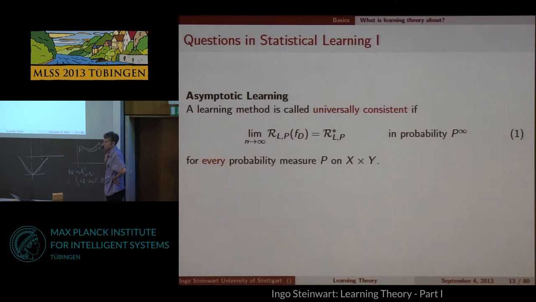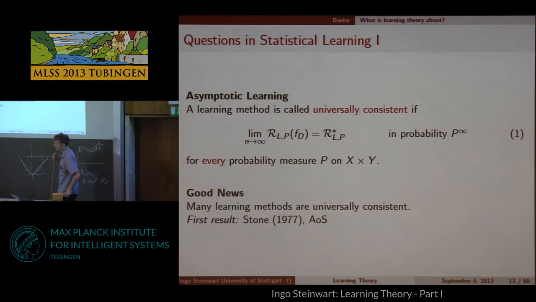And the answer here is yes. The first result in this direction was published by Stone in 1977. Actually, he showed universal consistency for a couple of different methods, all rather simple, in this paper here. And since then, many other learning methods have been shown to be universally consistent. And we will see later on that one particular class of learning algorithms can be made universally consistent.